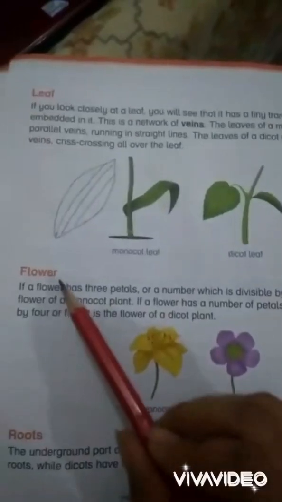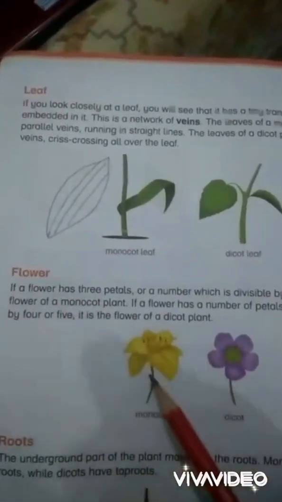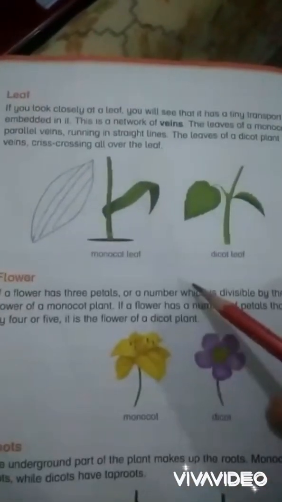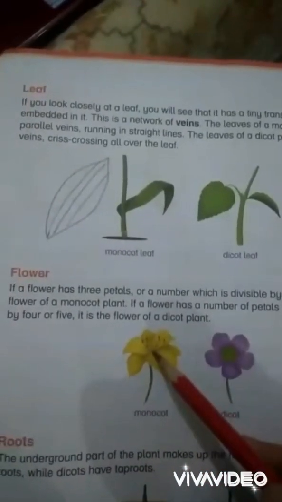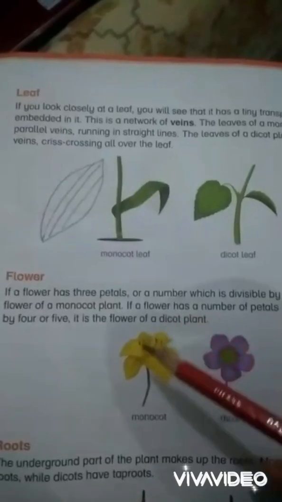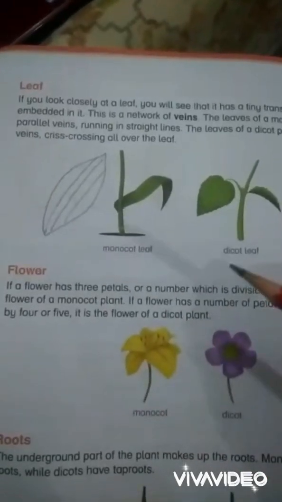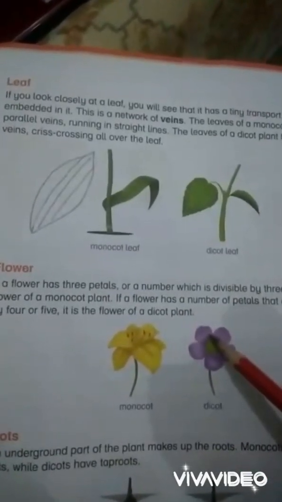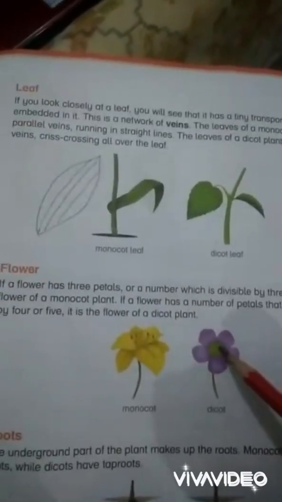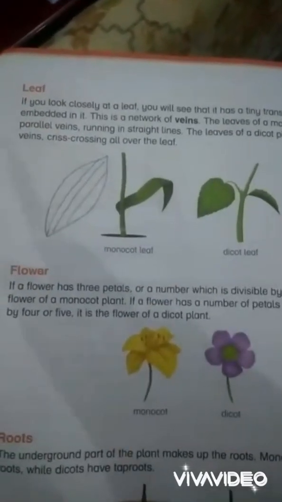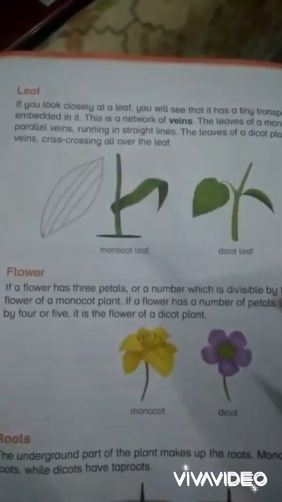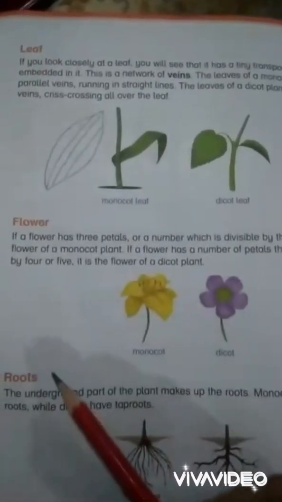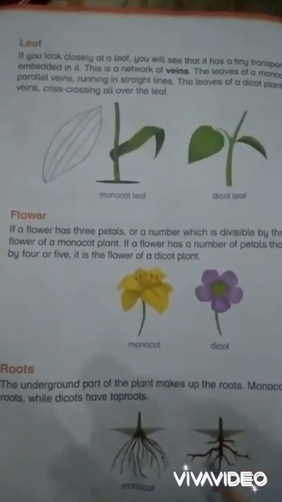The flower of monocot and dicot have different numbers of petals. In monocot, 3 petals are present, or maybe a multiple of 3. It means maybe 6, 9 or so on. But in the case of a dicot plant, the flower has 4 or 5 petals, or maybe a multiple of 4 or 5. The roots of monocot and dicot are also different.